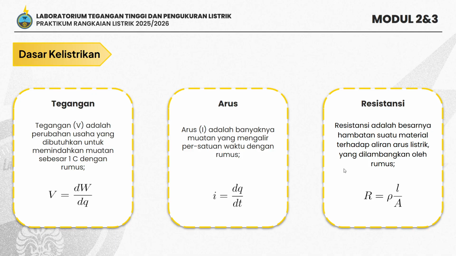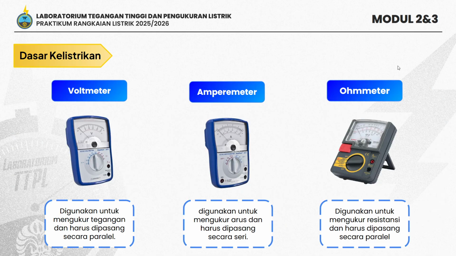Resistance is the opposition a material has to the flow of electric current, expressed by the formula R equals rho times L per A. In the topic of electrical basics, we will also learn about the measuring instruments such as the voltmeter, ammeter, and ohmmeter. Voltmeter, as its name suggests, is used to measure a voltage and must be connected in parallel. It has a very high internal resistance, so if it is connected in series, it can limit the current.